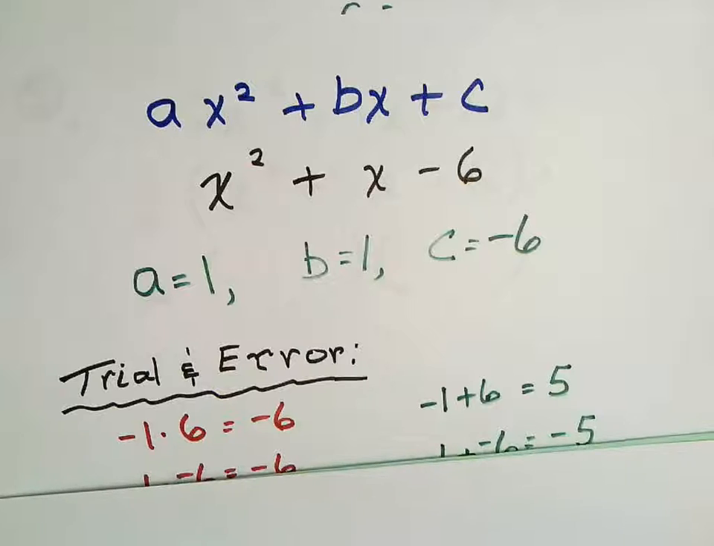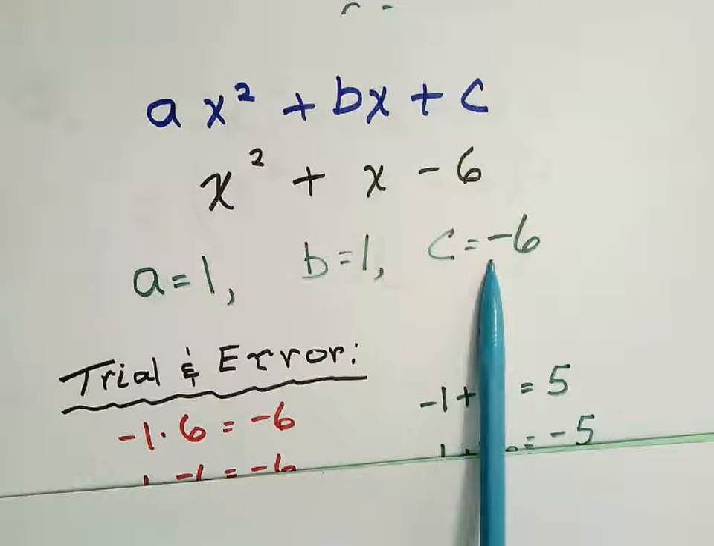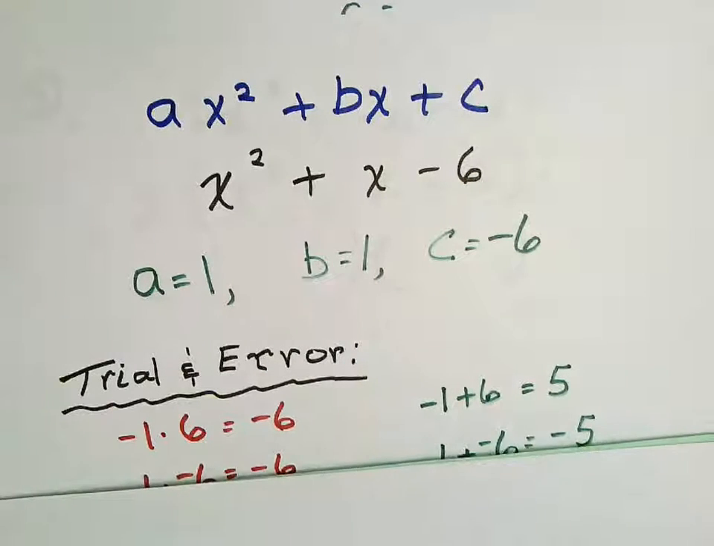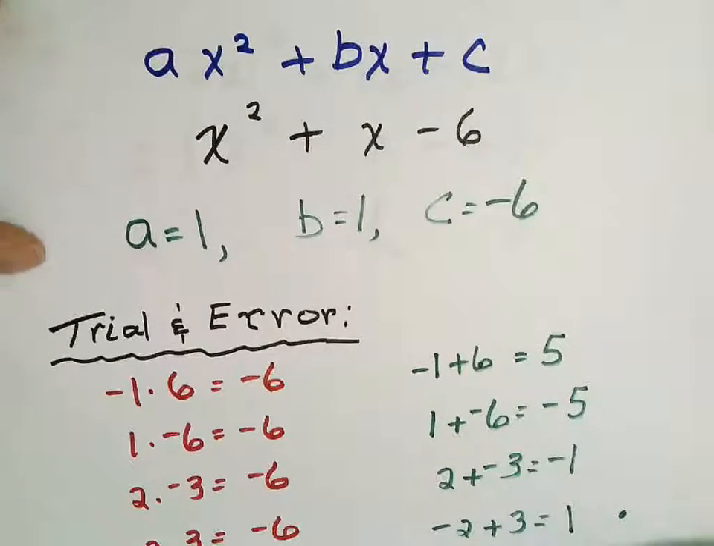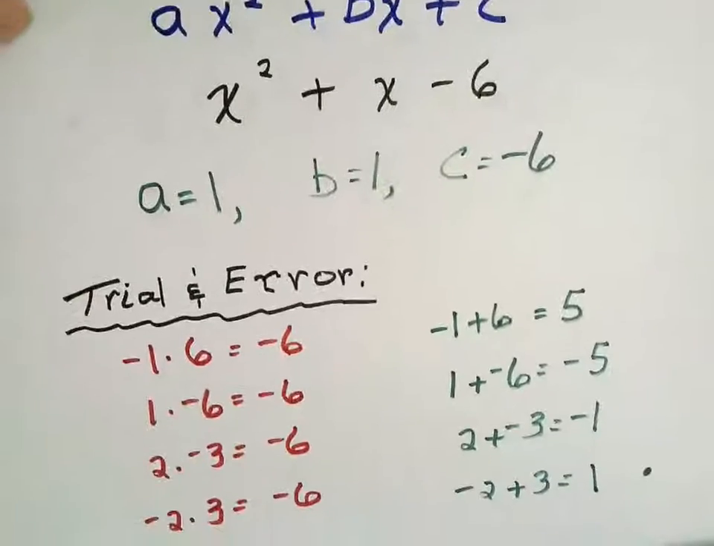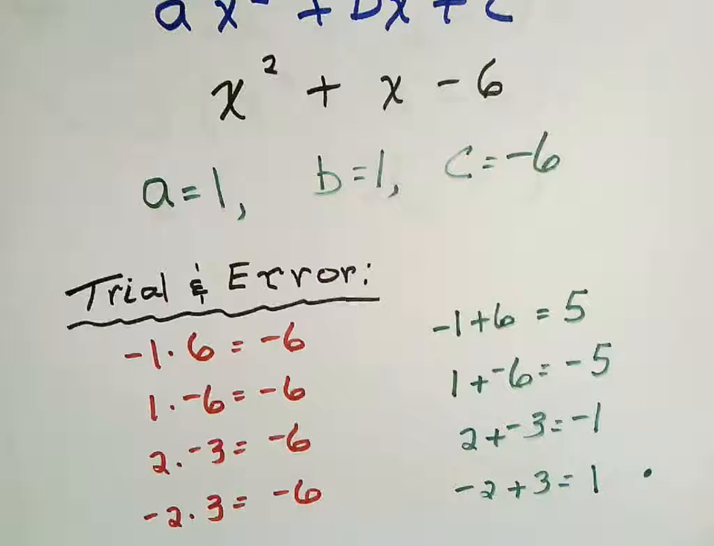Through trial and error, I want two factors of negative 6 that add up to give me a positive 1. And here I've written out several factors and several sums, and you see the one that works is negative 2 times 3 is equal to negative 6. When I add these two, I get the 1, which is what I want.